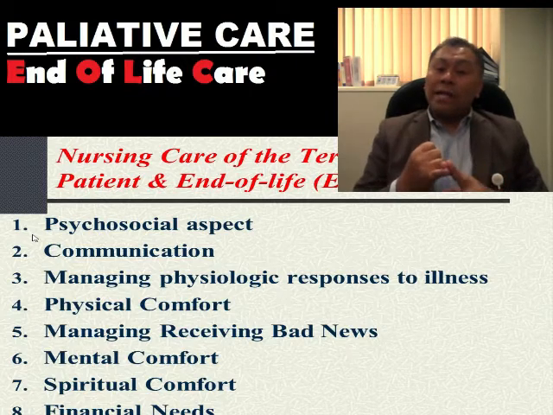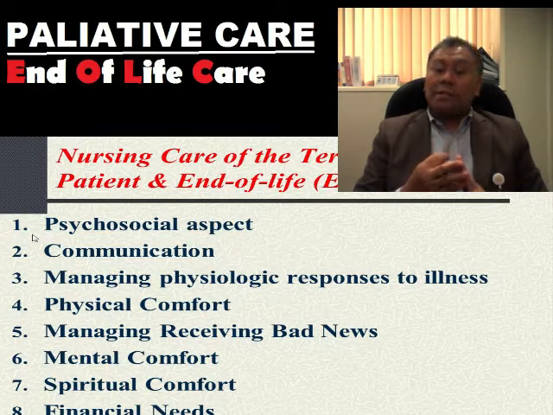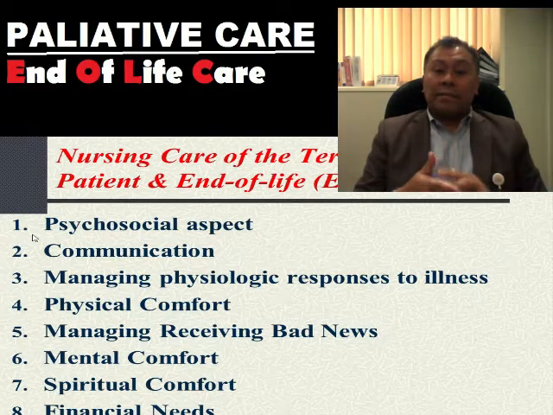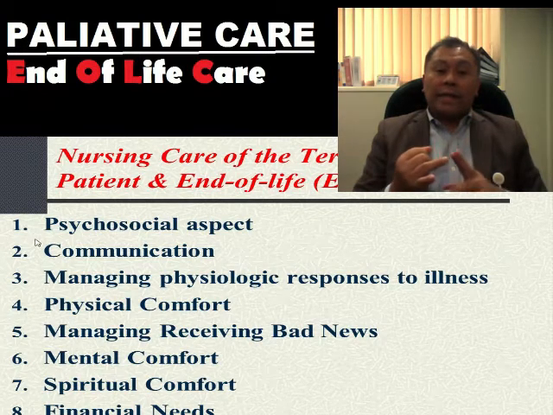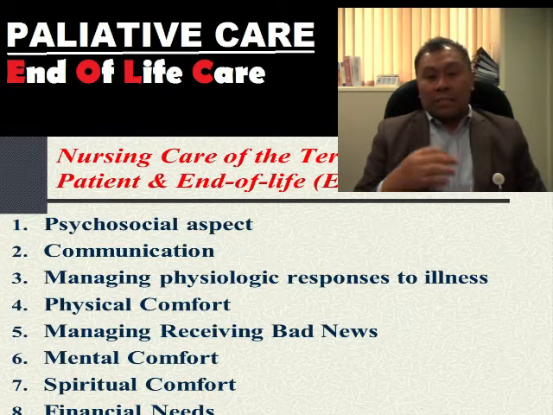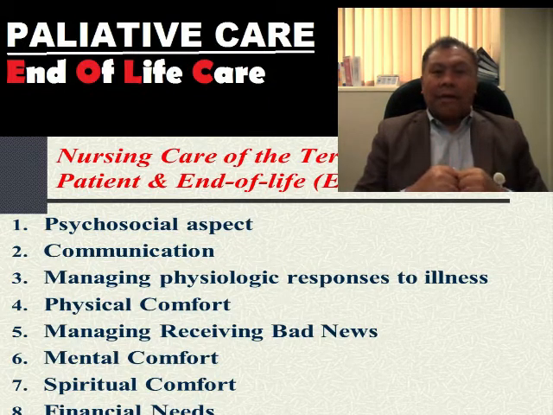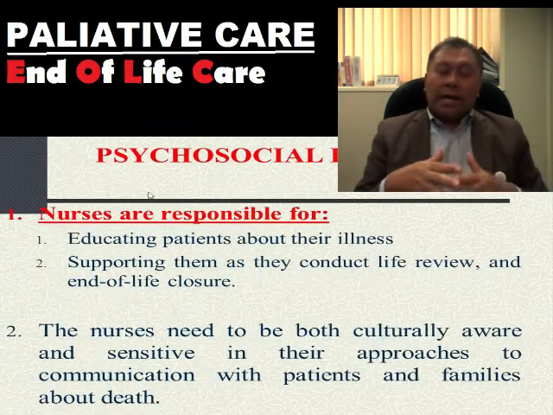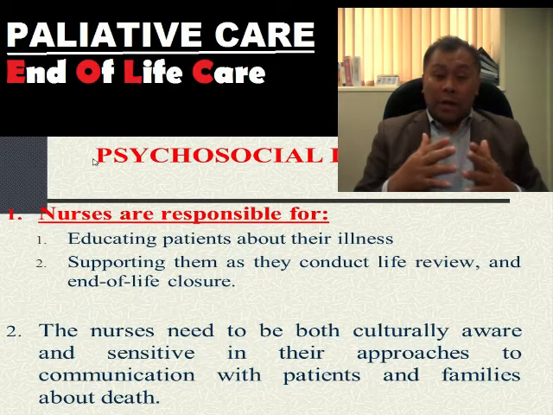First, we have the psychosocial aspect. Second, communication. Third, managing physiologic responses to illness. Fourth, we have the physical comfort. Fifth, managing receiving bad news. Sixth, we have mental comfort. And seven, spiritual comfort. And we have the financial needs, which is the last, about how to give care of the terminally ill patient. Now, let us understand this one by one in order for you to know how to implement this to your patient.